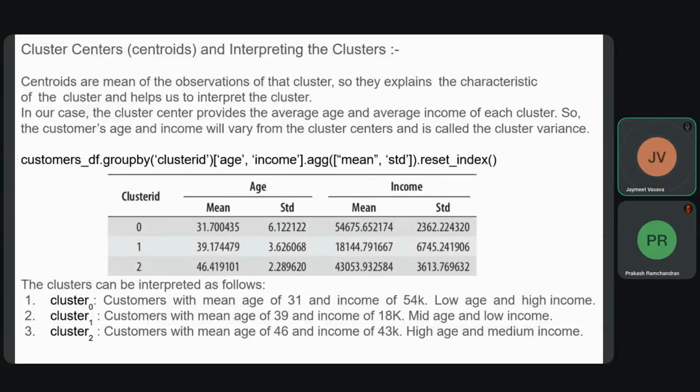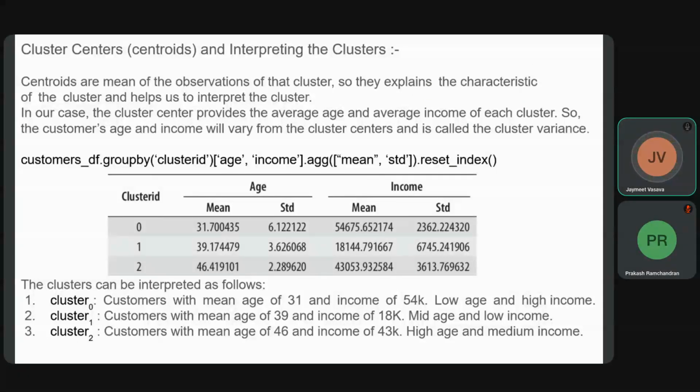We first group by the cluster ID that we have created, and then aggregate with the help of the mean and standard deviation, and reset the index back to the original one. So when we print this customer DF, you can see the age and income means and standard deviations.